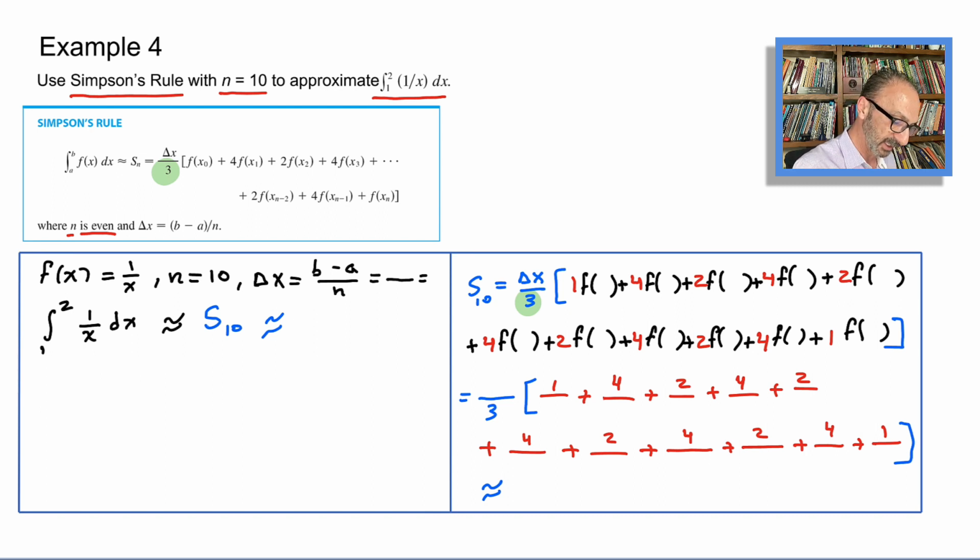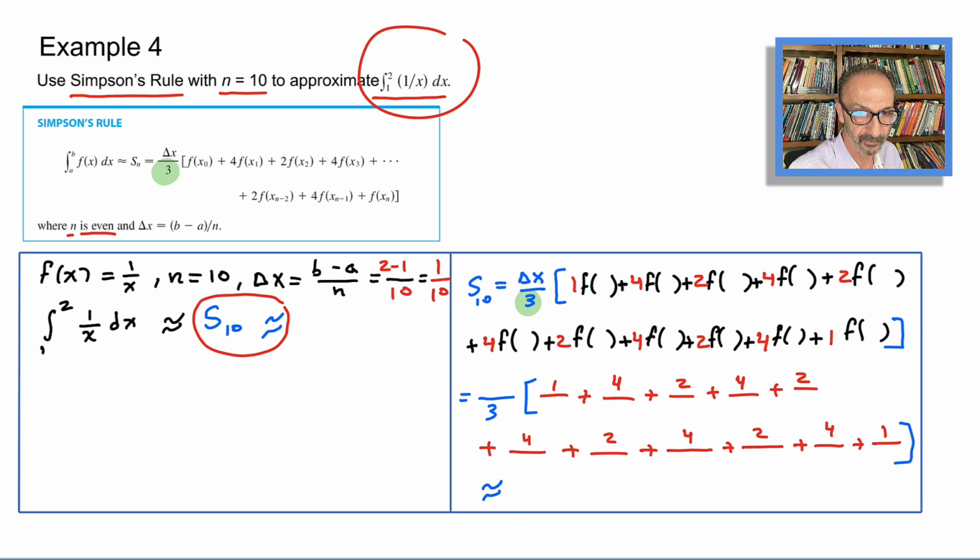So we are looking at b minus a, and we're dealing with the same function as earlier, from 1 to 2. So that's going to be 2 minus 1 over n, where n is 10. If you simplify that, that's 1 over 10, which is 0.1. The integral from 1 to 2 of 1 over x dx will be approximated using Simpson's rule with n equals 10.